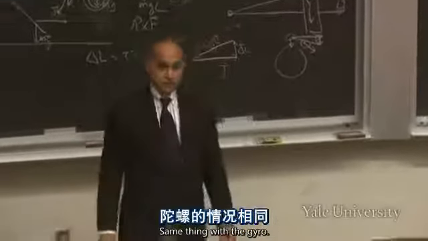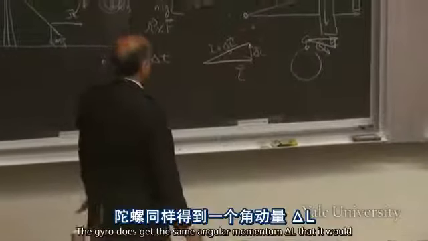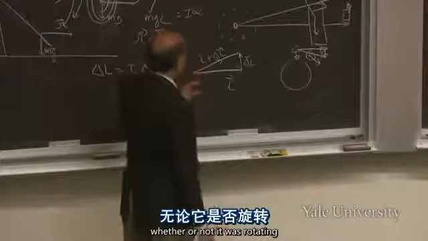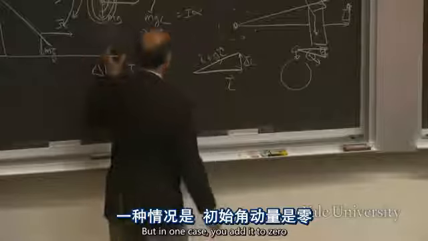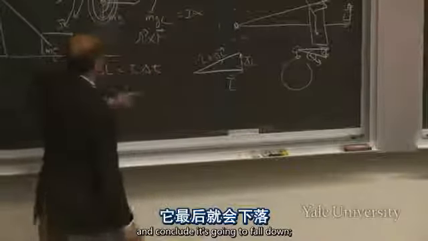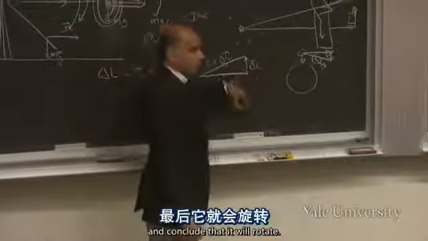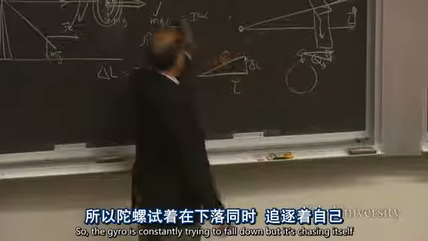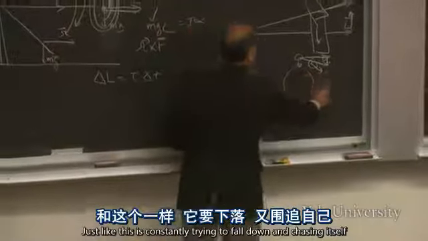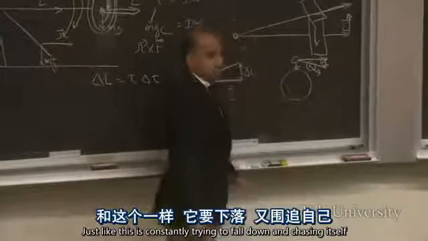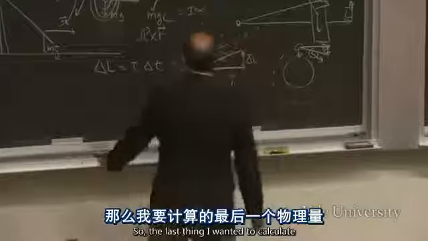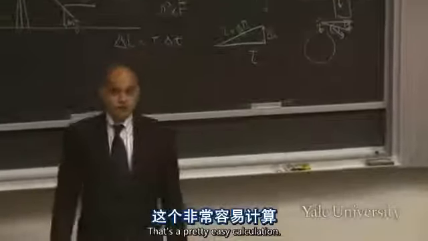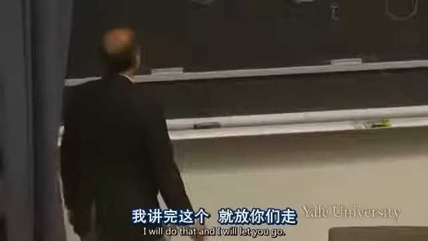Same thing with the gyro. The gyro does get the same angular momentum, delta L, whether or not it was rotating. But in one case, you add it to 0 and conclude it's going to fall down. In another case, you add it to L and conclude that it will rotate. So the gyro is constantly trying to fall down, but it's chasing itself, just like this is constantly trying to fall down and changing itself. So the last thing I want to calculate is the rate at which it goes round and round. That's a pretty easy calculation. I will do that and I will let you go.